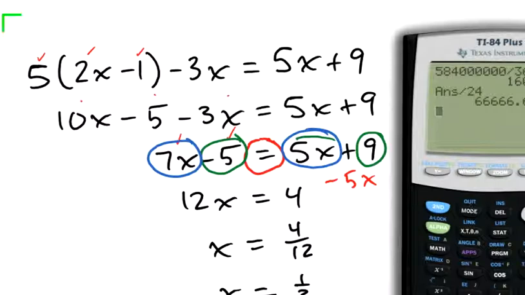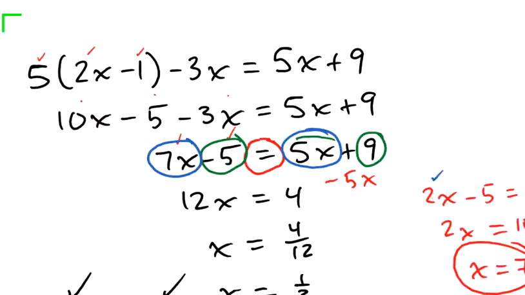Over on the left-hand side, we have 5 times open parentheses, 2 times 7, minus 1, close the parentheses, minus 3 times 7. And when I do that, I get the left-hand side is the number 44. Let me jot that down so I don't forget it. And over on the right-hand side, I have 5 times 7 and then plus 9, which is also 44. So because I have the same value on the left and the right-hand side, I know that x equals 7 is indeed the solution. So x is 7, not 1/3.